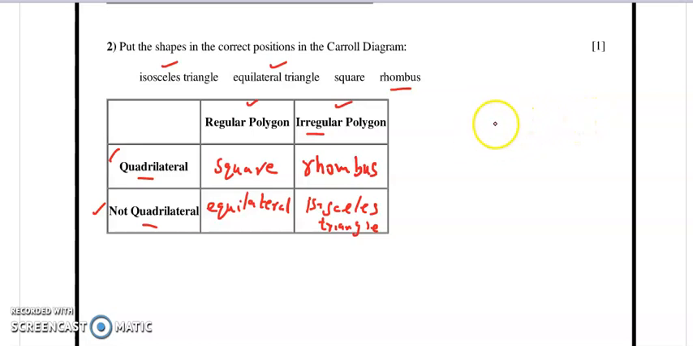The first condition is it should have all sides equal, and then all the angles should be equal. So rhombus has sides equal, but it doesn't have all the angles equal. So that is why it is an irregular four-sided shape. So we will put it here in this box of irregular polygon, irregular quadrilateral.